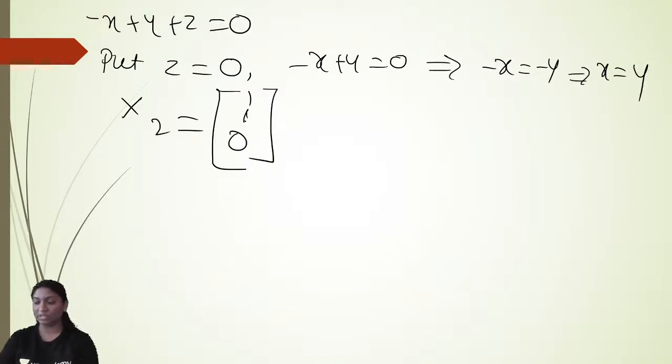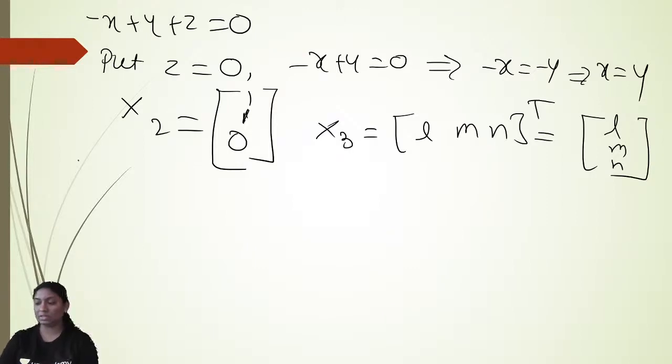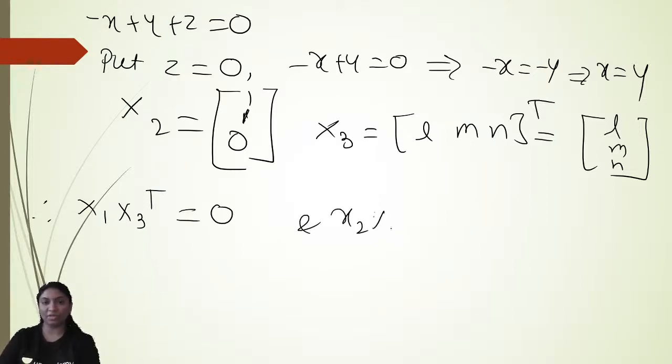Now we have to consider the repeated eigenvalues. So for the symmetric matrix, eigenvalues are repeated. So we have to consider the eigenvector x3 is equal to LMN transpose. Therefore x1 into x3 transpose is equal to 0, and x2 into x3 transpose is equal to 0.